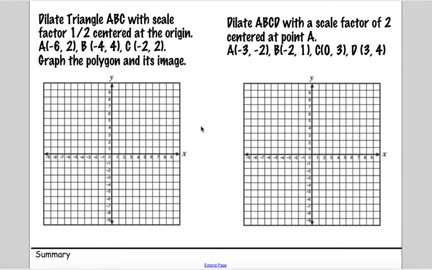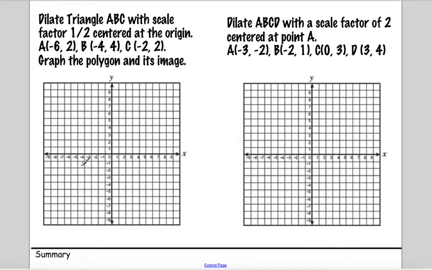I'm going to do a couple of samples of dilations here. One of them is centered at the origin. One is centered at a point, not the origin. So the first one, where it's centered at the origin, is a dilation that you have most likely seen before. And this scale factor here is a half, meaning that the new one is going to be half. Each point will be half of the distance away from the origin as the original one.